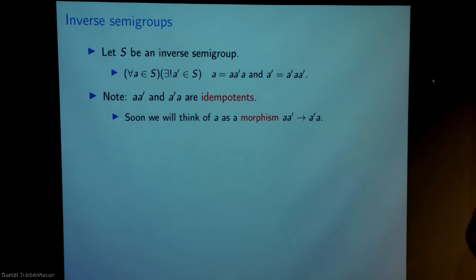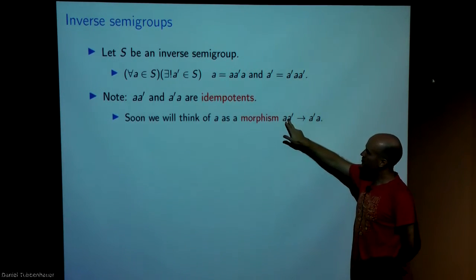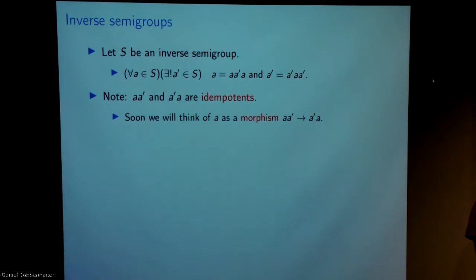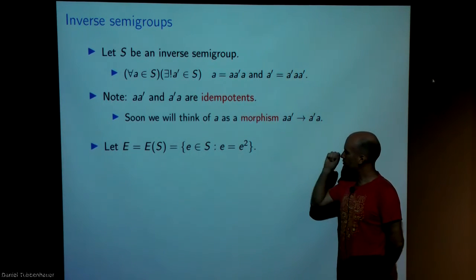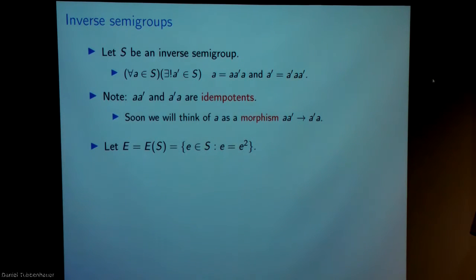And essentially what we're going to do is think of this as the domain of A, and this is the codomain of A, or the range of A. So we're going to make a category where these are the domain and range of A. So as usual, we let E be the set of all idempotents of S, all the elements squaring to themselves.